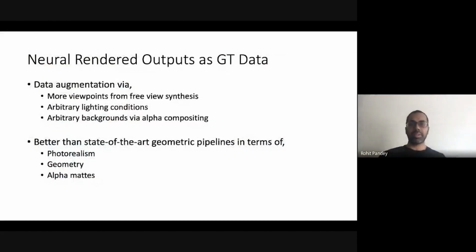So quickly wanted to mention what we use this for again. We wanted to use this neural rendered composited data as ground truth data for training for tasks in the wild. So this provides us data augmentation via more viewpoints from viewpoint synthesis, more lighting conditions. And it enables us to have arbitrary backgrounds with alpha compositing. And of course, this is better than the state-of-the-art geometric pipelines like Relightables in terms of photorealism, in terms of the quality of the geometry, and also in terms of the quality of the actual maps that we use to composite.